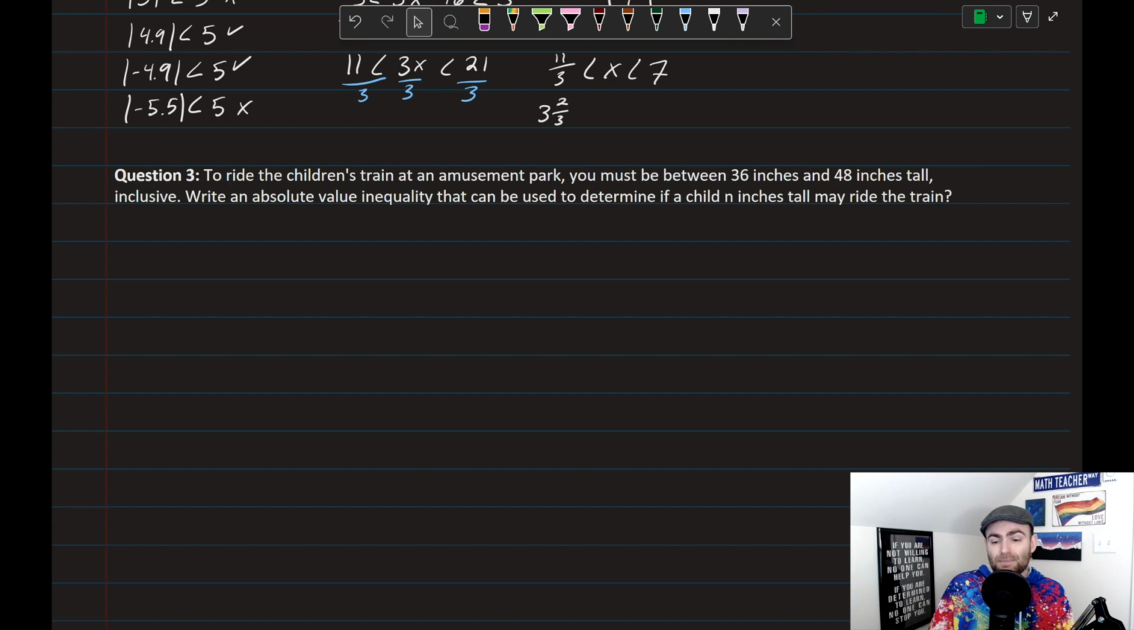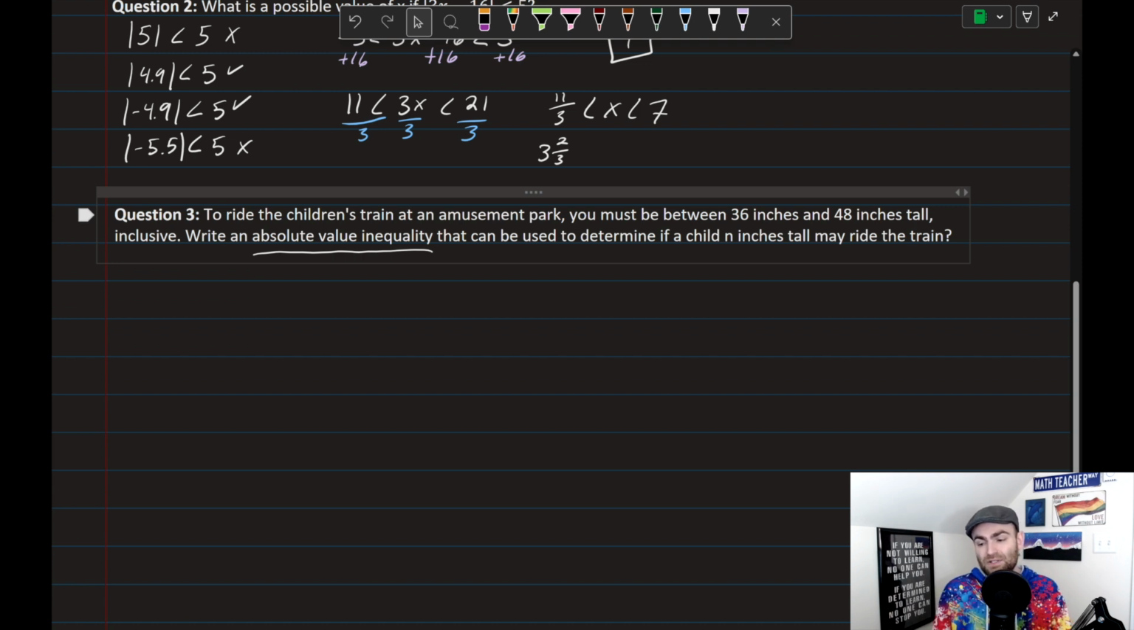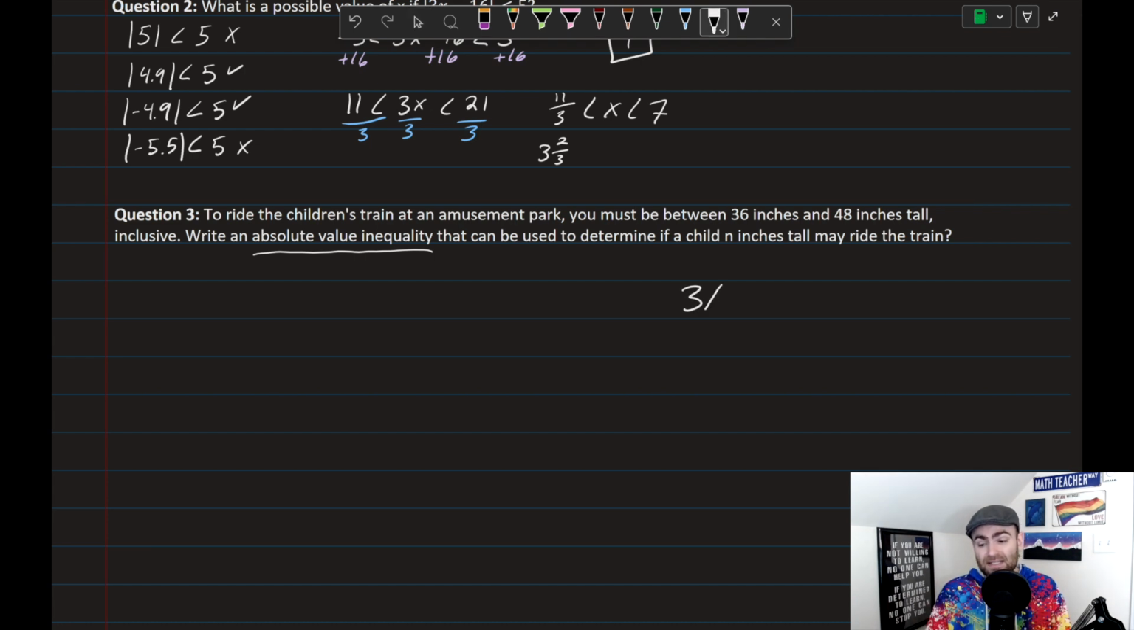We're going to write an absolute value inequality, similar to the one above, that can be used to determine whether a child who is n inches tall may ride the train. So specifically specifying that it has to be an absolute value inequality means that we can't cheat and say 36 is less than or equal to n, which is less than or equal to 48, which would be the easiest way to write this inequality. We need to write it such that we have this absolute value.